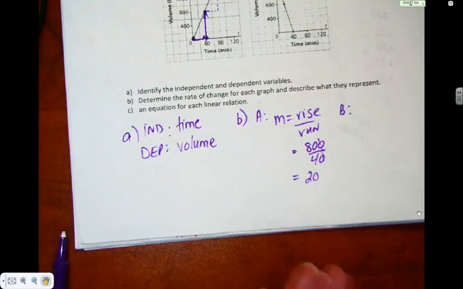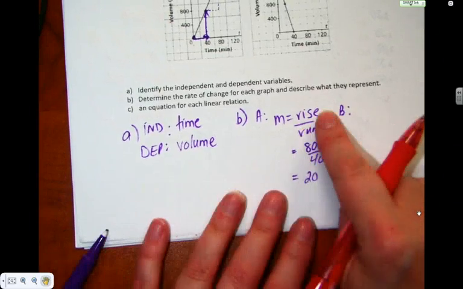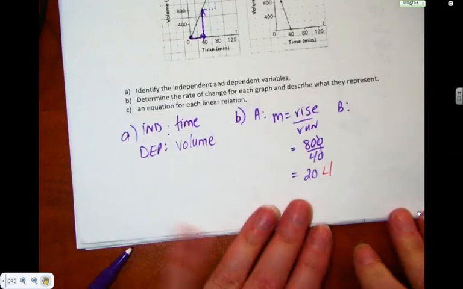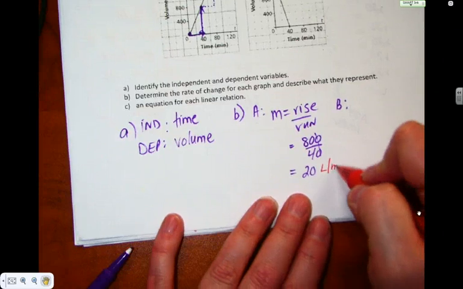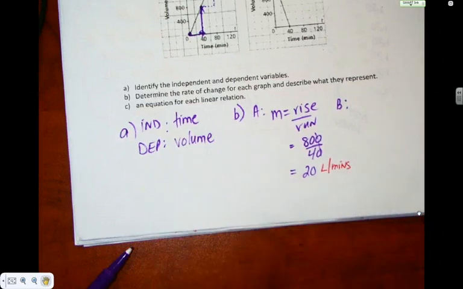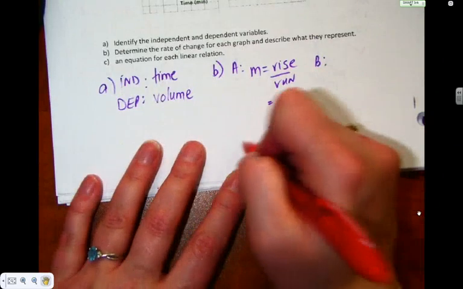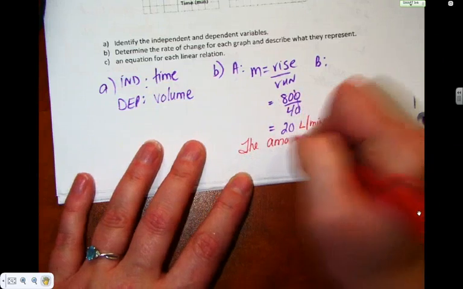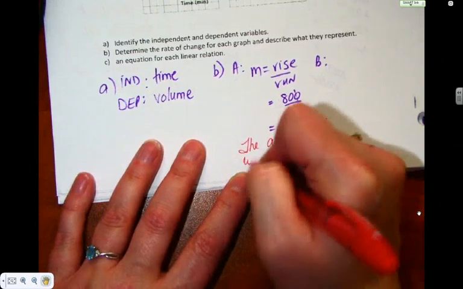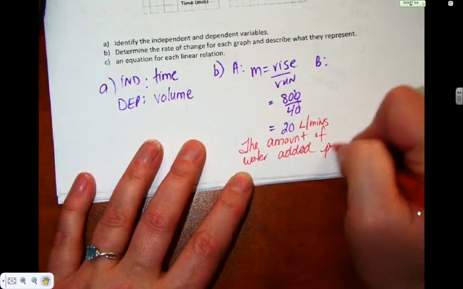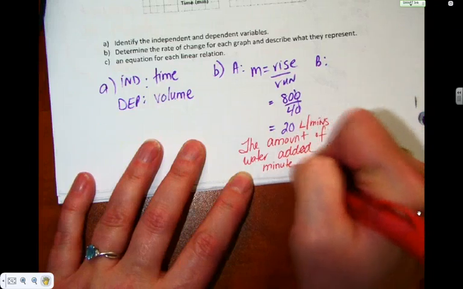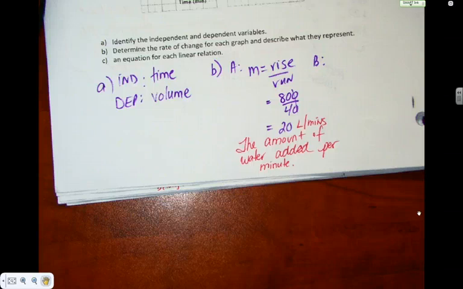Grabbing my red pen. The units is just like a speed. Any rate has to have something per something. Well, it comes from the rise over the run. The rise is liters. The run is minutes. So this is the liters per minute. What does it represent? It's the amount of water added per minute.